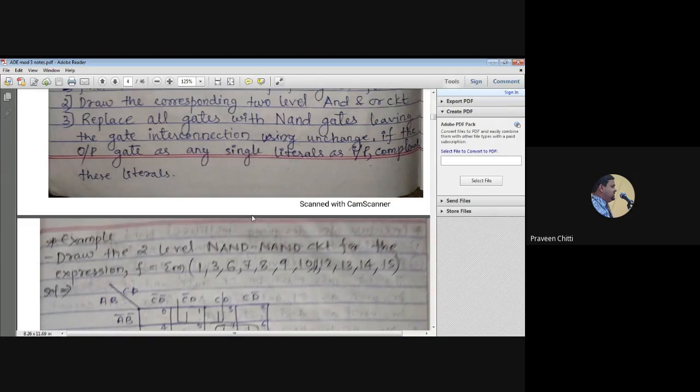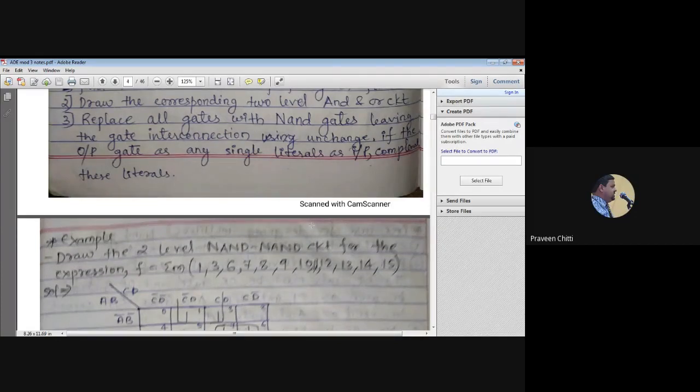How many groups can you form and what is the answer you have got? A simple SOP K-map. Directly, no need to get any complement or anything like that. Directly you are going to get the SOP equation. Anybody got the answer? A plus B bar D plus BC.